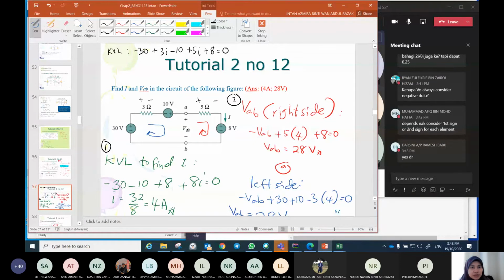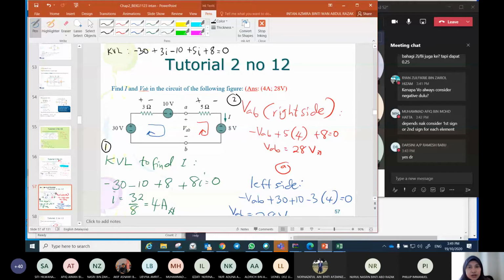VAB is here, so let's use the right side, because it involves fewer elements. So I start with VAB. You may start with the 5 ohm, you may start with the 8 volt, up to you. I start with VAB. I use the first sign. So minus VAB and then plus 5 multiply with the current plus 8 equal to 0. So VAB is equal to 28.